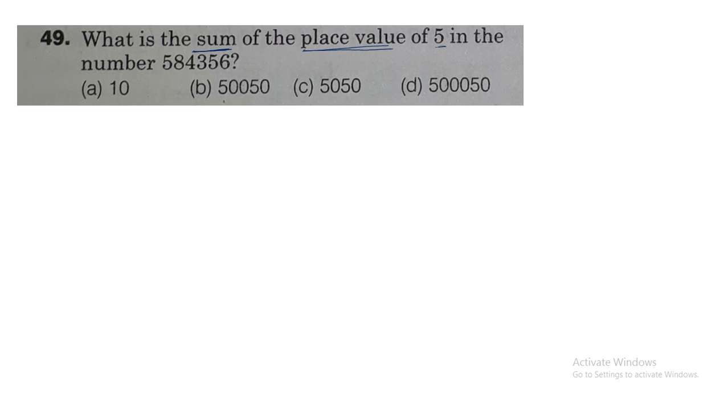Face value is nothing but the number that is appearing, whereas place value means we need to multiply the given number with its place value. So here, the values of 5s in the number. Now from this, if you observe, what is this place value? It is nothing but 5 into 10, which gives me 50.